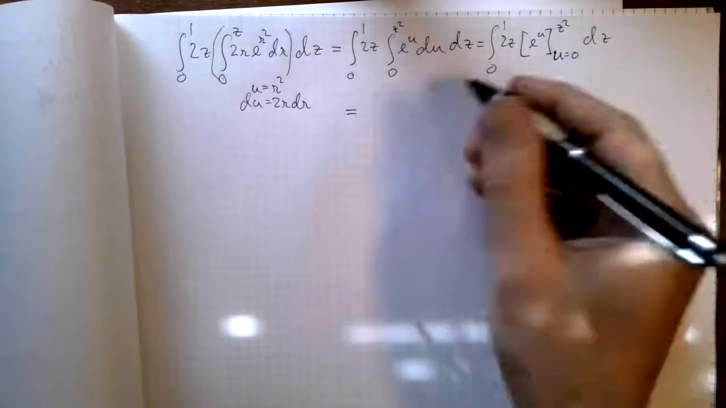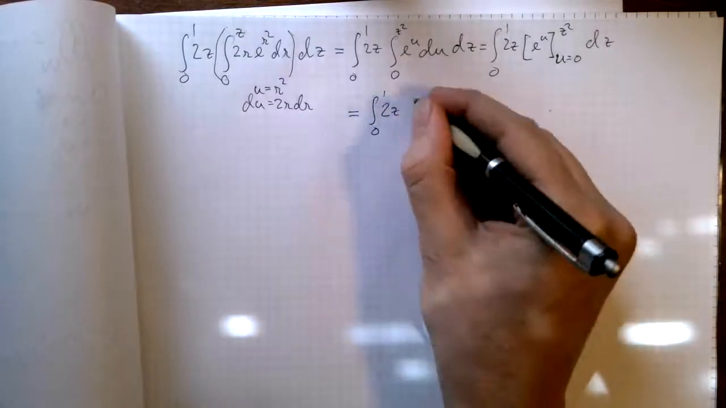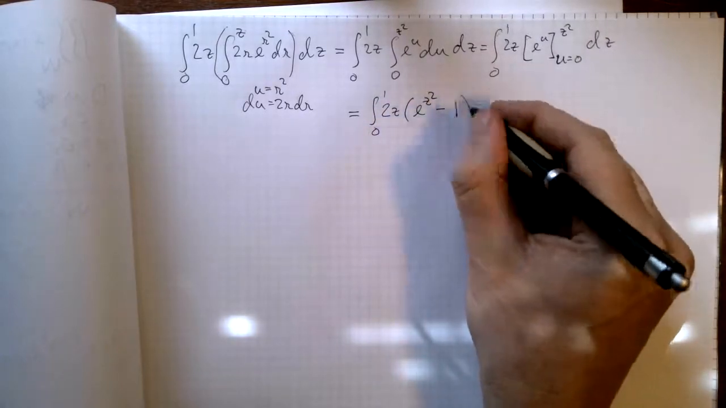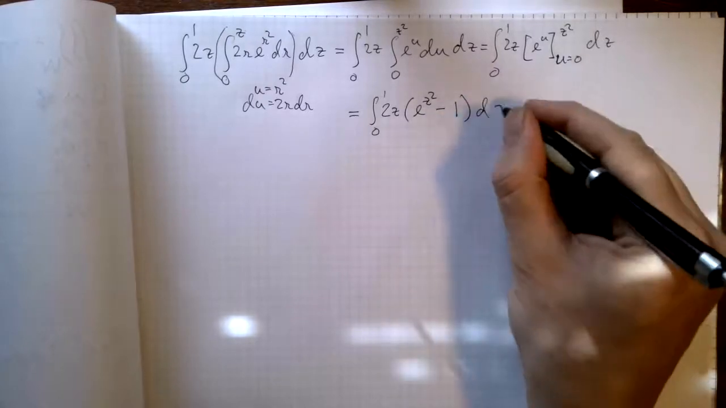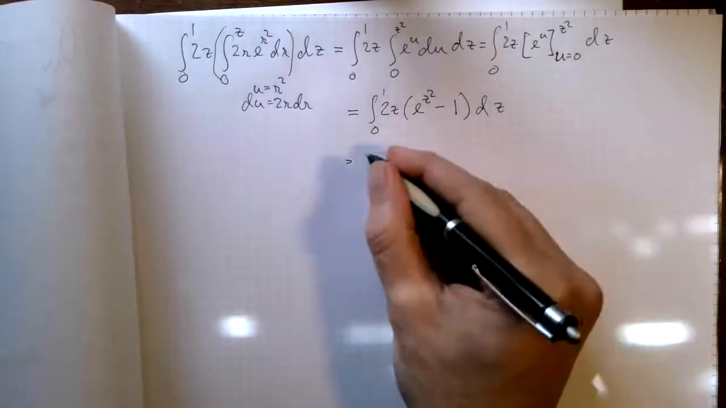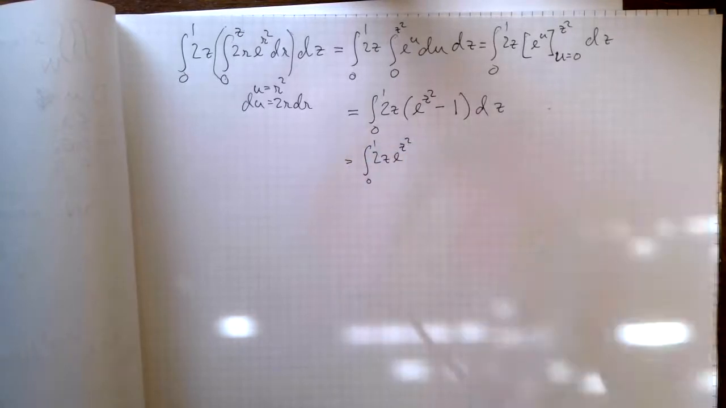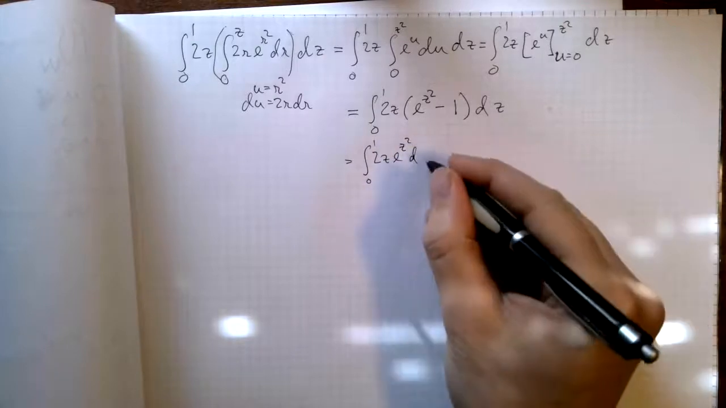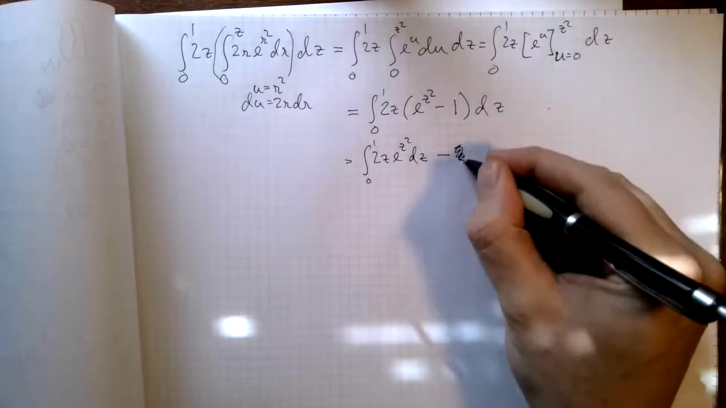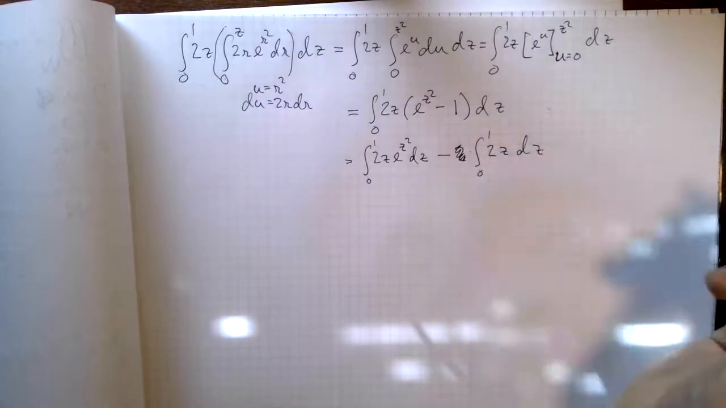So this is equal to the integral from 0 to 1 of z, and then I have e to the z squared minus e to the 0, which is 1, and so dz. Hey, I'm going to do the same substitution again. I have the integral from 0 to 1 of z e to the z squared dz, minus the integral from 0 to 1 of z dz.